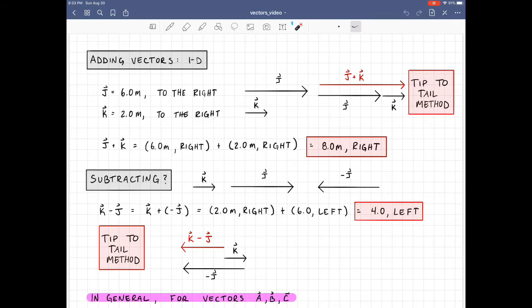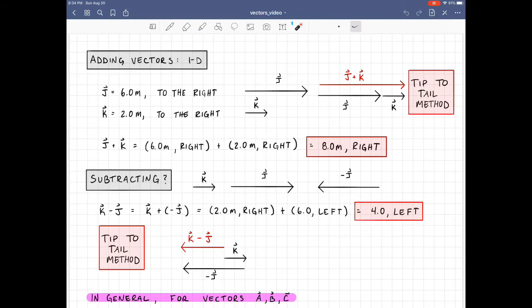Now, if you look down here at the algebra, j is 6 meters to the right, k is 2 meters to the right. And so when I add those two together, I get 8 meters, comma, to the right. Again, remember, we're dealing with vector quantities, and so I need a magnitude and I need a direction. And you'll notice that these two results are in complete agreement. I've got an arrow here of length 8 pointing to the right, and down here I've got an 8 meter result pointing to the right.